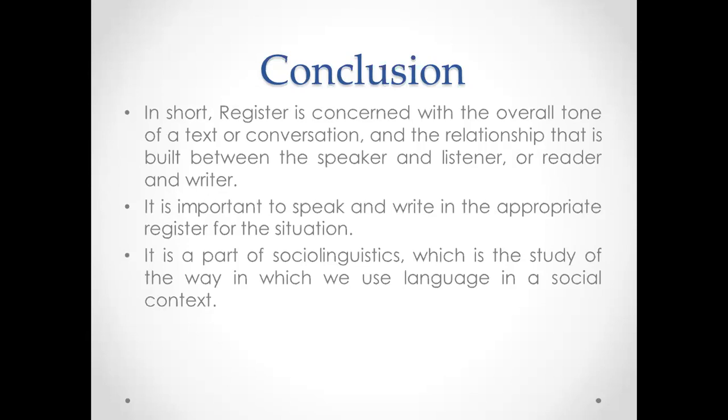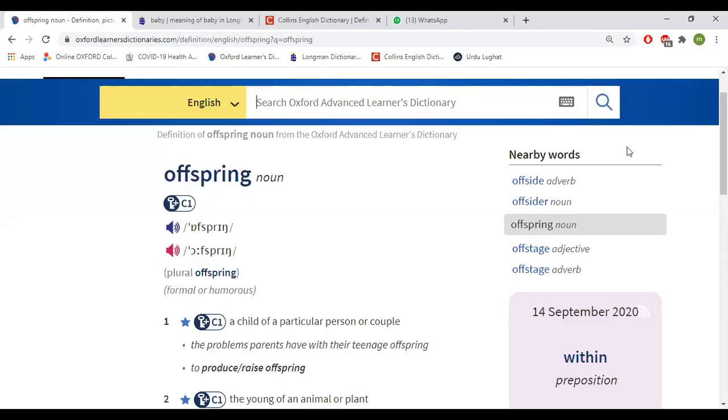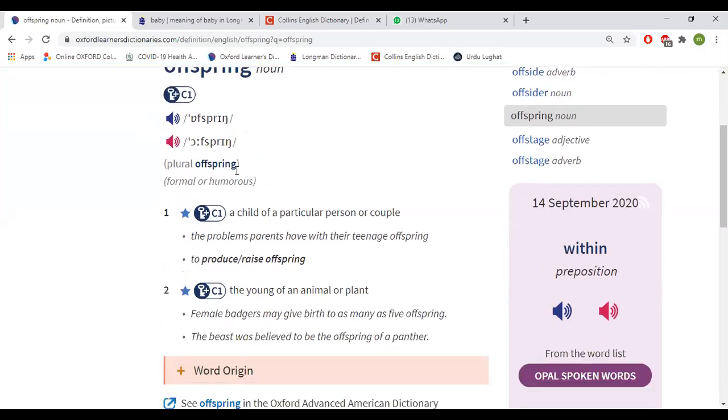It is important to speak and write in the appropriate register for the situation. मैं आपको कुछ उसकी मिसालें भी देना चाहता हूँ. For example, let me share one dictionary here. Now you can see here, I'm sharing a dictionary in front of you, and I've written here offspring. Offspring लिखा तो सामने offspring आपके पास आ गया, and you can see here offspring का जो रजिस्टर है वो क्या बता रहा है कि it is formal or humorous.